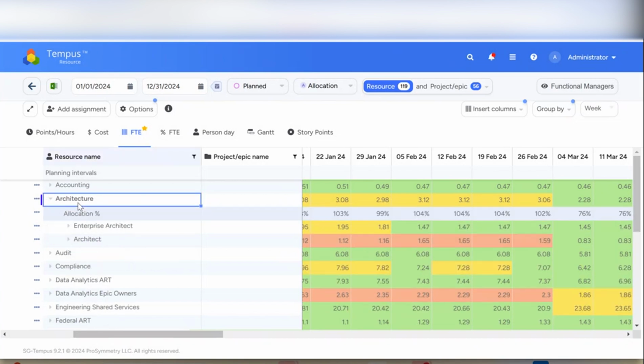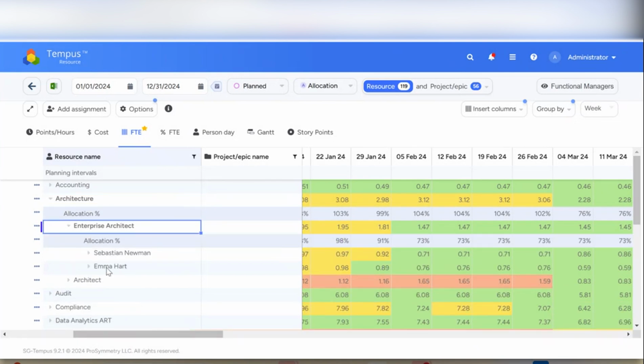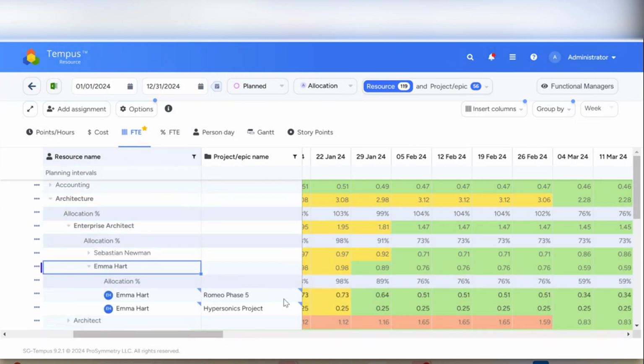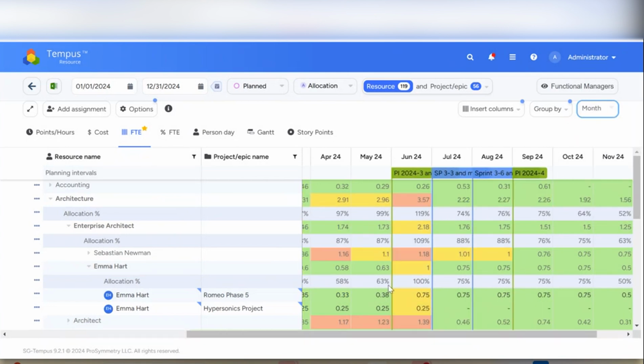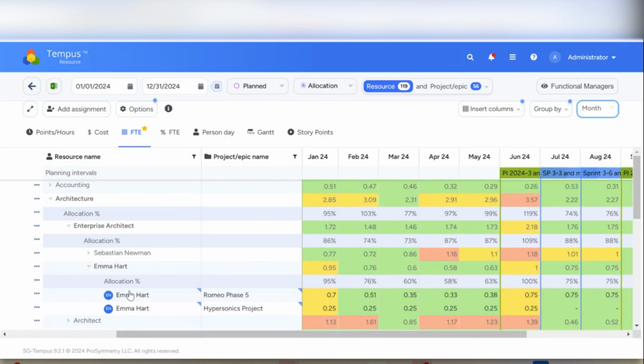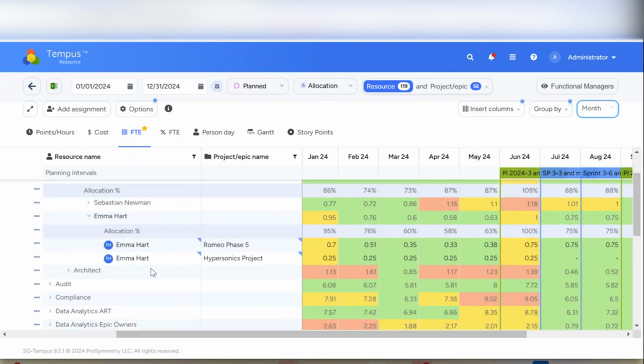You can see, for example, where are my enterprise architects being allocated? They're pretty heavily allocated here for the next 3 months. We can look at this by day, week, month, doesn't matter. But we can see down to the named level, where people are working.